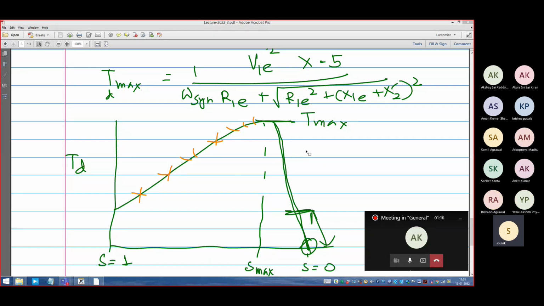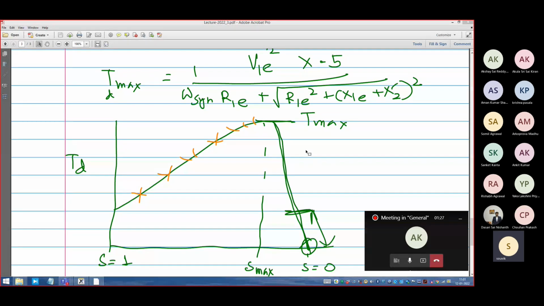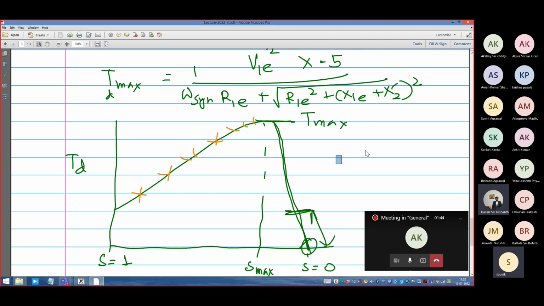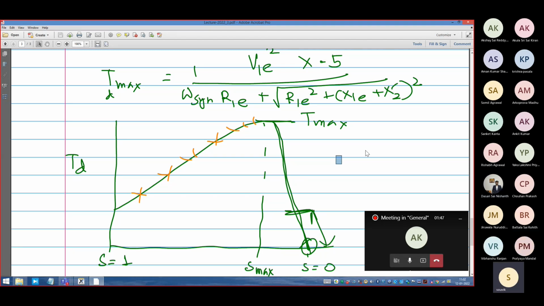If you remember, in the last class we were talking about the torque speed characteristics of the induction machine, torque speed or torque slip, because as you know, the slip is equal to omega sin minus omega rotor, divided by omega sin, where omega sin is the synchronous speed.